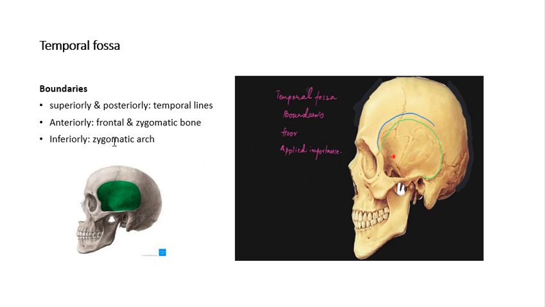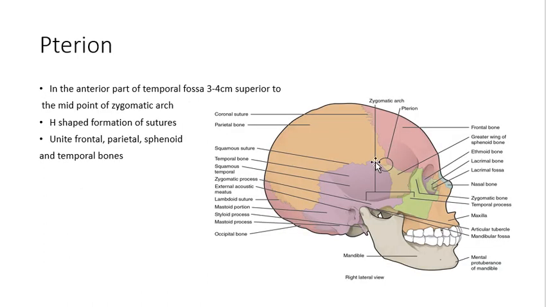The next important structure in the lateral aspect is the pterion. You can see here it is H-shaped. The pterion is an H-shaped junction of bones in the anterior part of the temporal fossa, 3 to 4 centimeters superior to the midpoint of the zygomatic arch. In the diagram you can see the coronal suture and squamous suture unite here to form the pterion. The bones which unite here are the frontal, parietal, sphenoid, and temporal. Here this is the frontal bone, this is parietal bone, this is temporal, and this is sphenoid. All these bones unite to form the pterion.